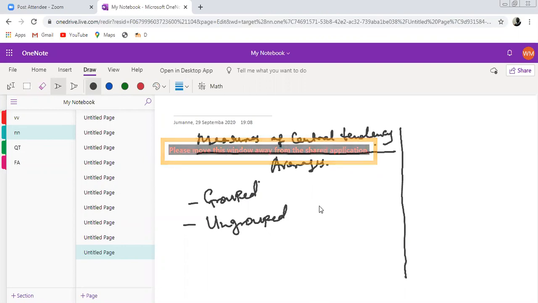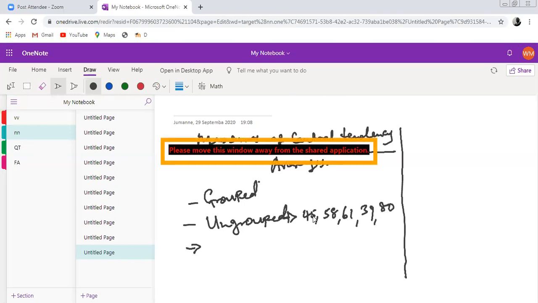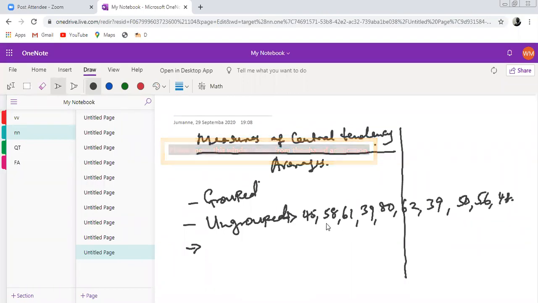For the ungrouped data, if I come and record your marks, I'm talking about the ungrouped here. If maybe you are 10 of you, I come and say your score is 45, 58, 61, 39, 80. That is 1, 2, 3, 4, 5, and maybe 62, 39, and maybe 50, 56. Are they 10? 1, 2, 3, 4, 5, 6. We can have maybe 48. That is how you performed. When I list these figures down like this, I'm having what we call ungrouped data.